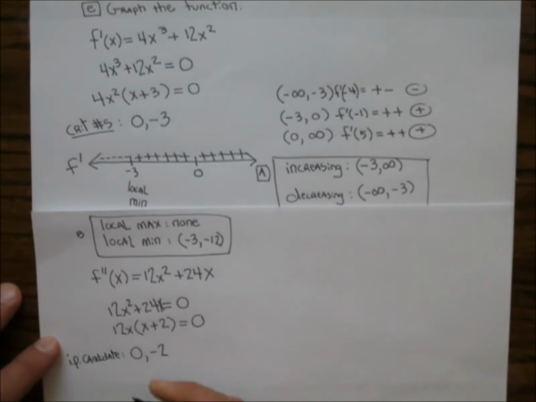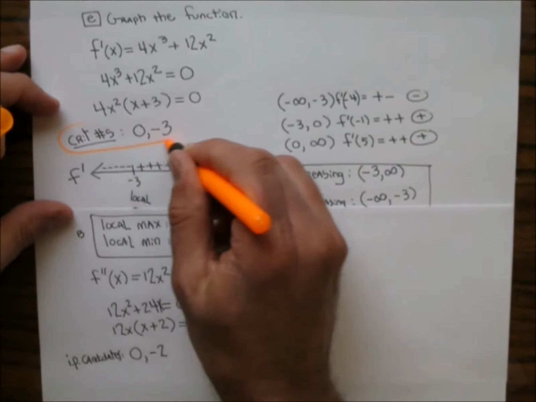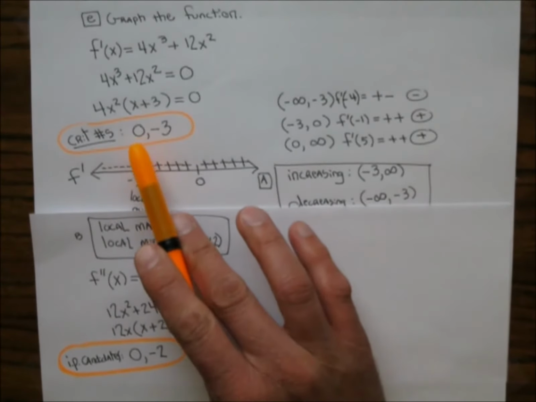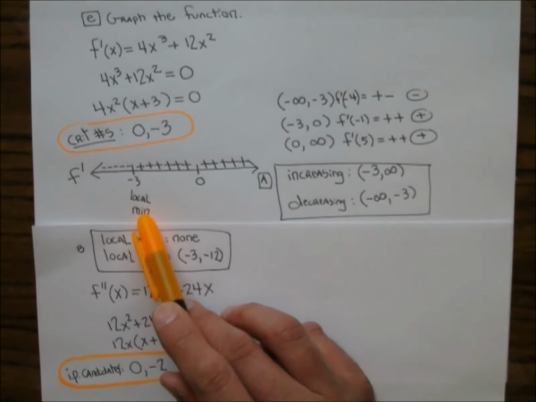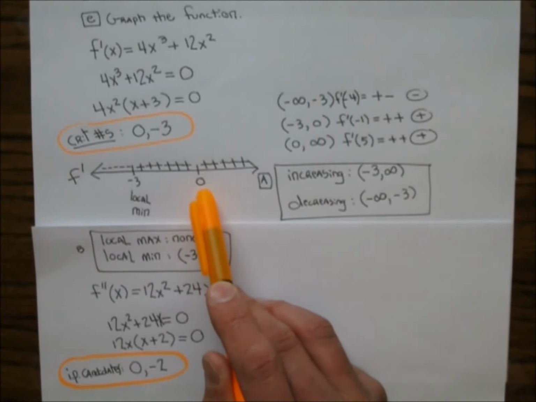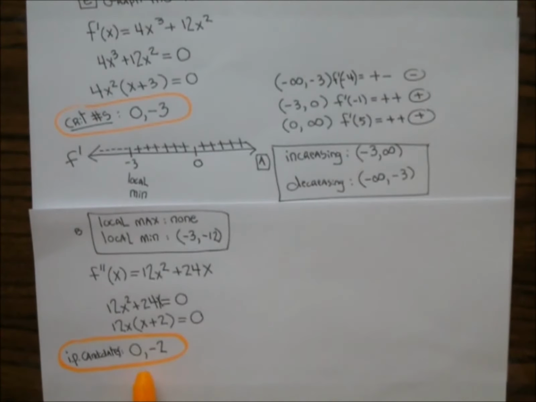Now, IP candidates, what does that stand for? That's inflection point candidates. Over here you had critical numbers, and the critical numbers are just candidates for mins and maxes. The inflection point candidates are candidates to be inflection points. This was like a little election here, and -3 was voted local min. There could be more than one local min. And 0 lost the election. That's sad. So he just went home. Well, the same thing's going to happen here. We have some candidates for inflection points, and maybe they'll both win the election and be inflection points.